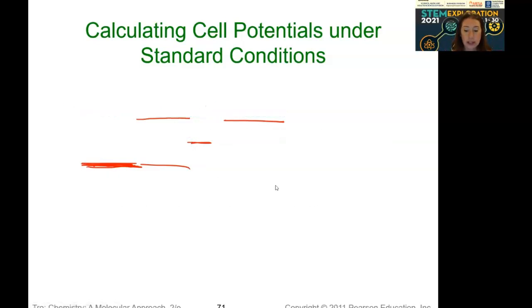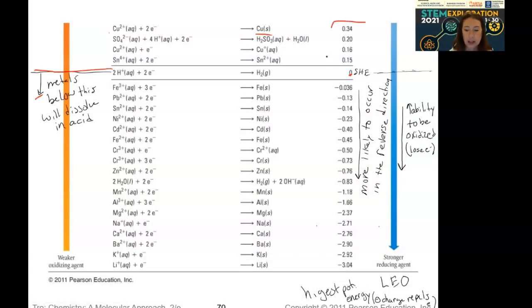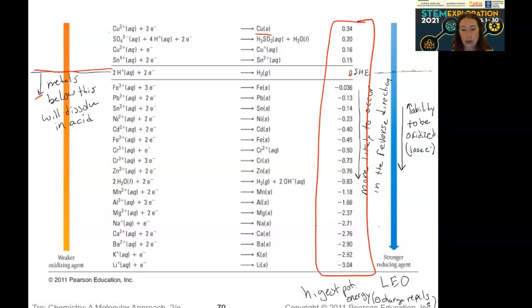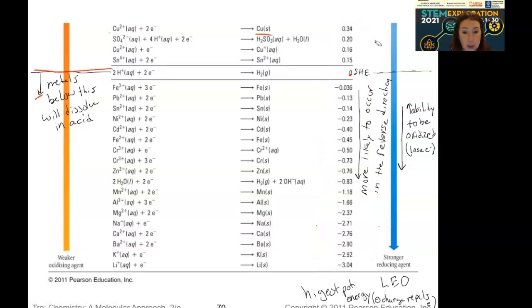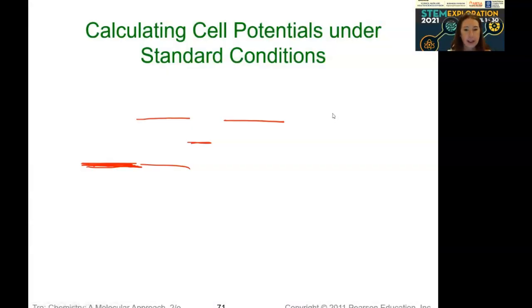When we're talking about E cell, these numbers are unchangeable. You cannot alter these numbers. You will not multiply these numbers by anything, nothing. They stay as they are, never multiply them, never adjust them, never divide them. They are only added in oxidation plus reduction.